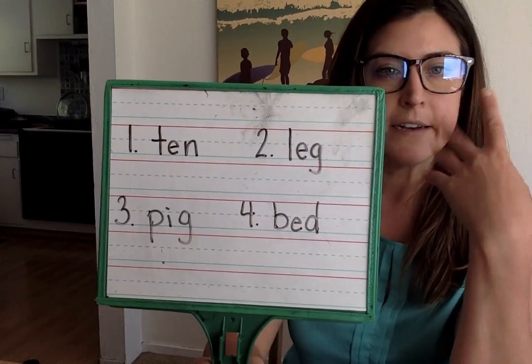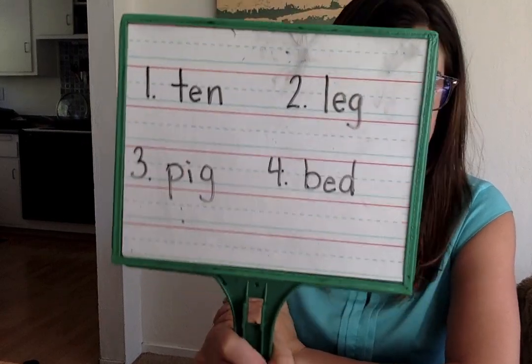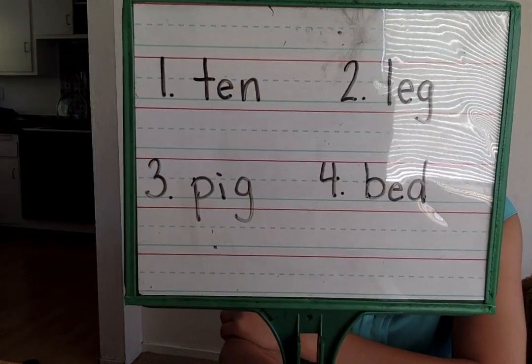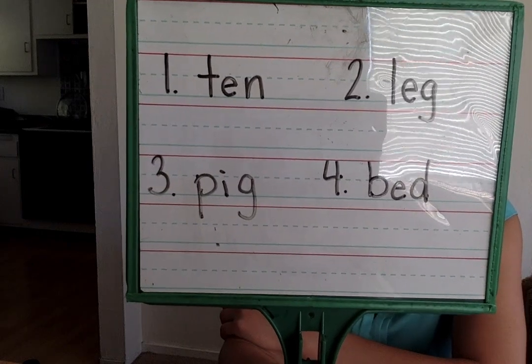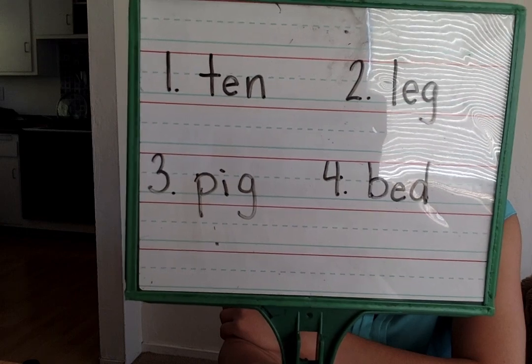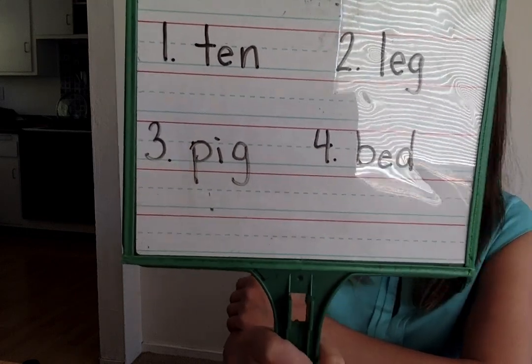There's 4 words on here. One of them doesn't belong. One of these things is not like the other. One of these things just doesn't belong. Can you tell me which thing is not like the other by the time I finish my song?